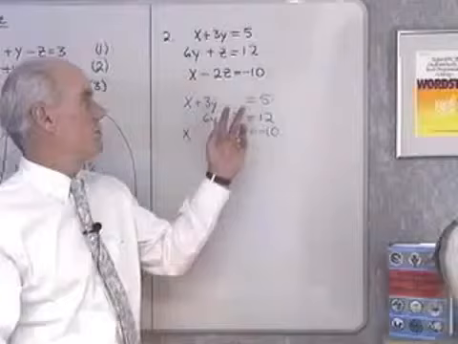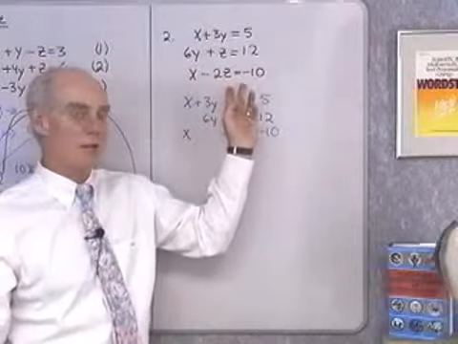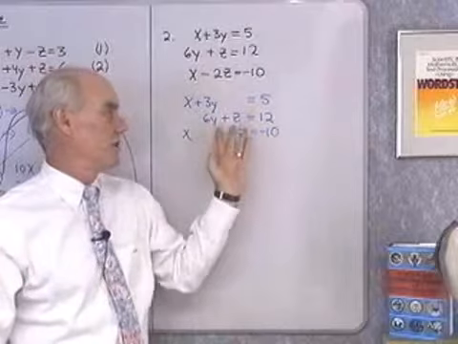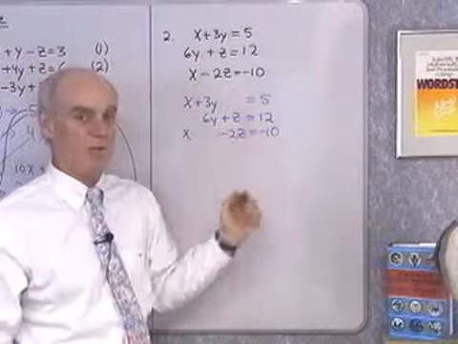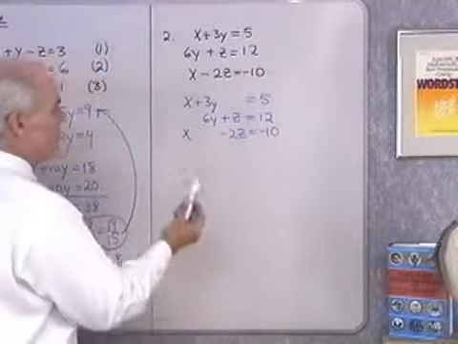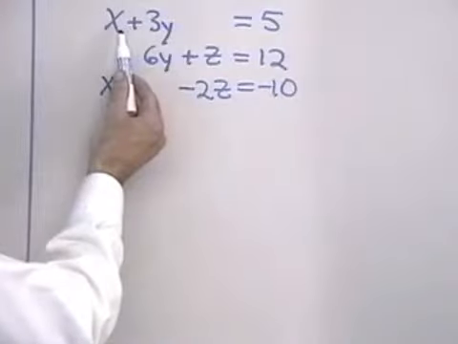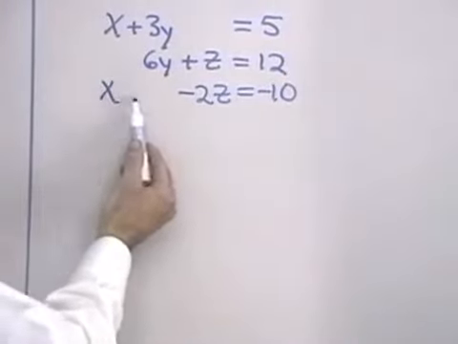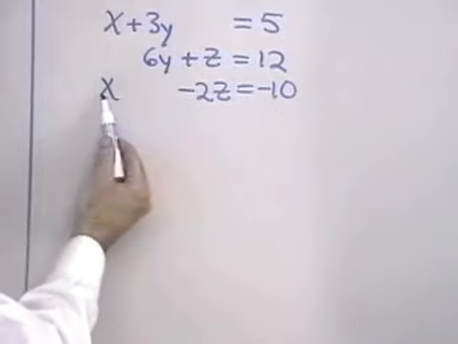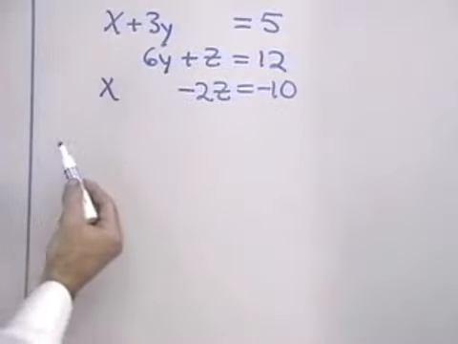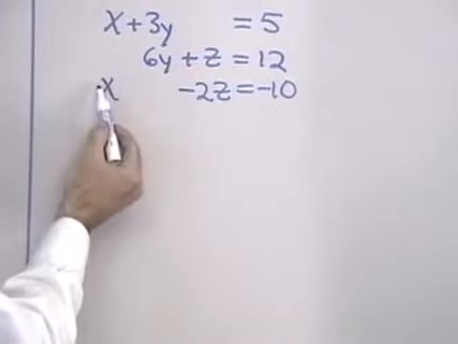Now it looks a little more confusing at first when some of these variables are missing, but actually it's a little easier because you only have to eliminate a variable from one pair of equations. So let's see, if we take this equation right here and add it to, how about if we multiply this equation by negative 1? I'll eliminate x from this pair of equations right here.